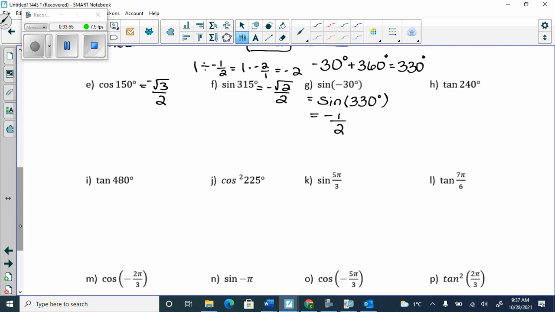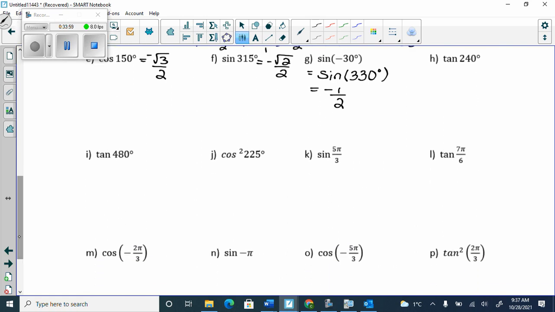Look at all these. Great times. Now, what happens when there's a squared in here? This cos squared 225. Nope. You just find cos 225 and square it. This is equal to the bracket cos 225 squared. So you just find cos 225, take that answer and square it. That's all you do. So you try these ones out.